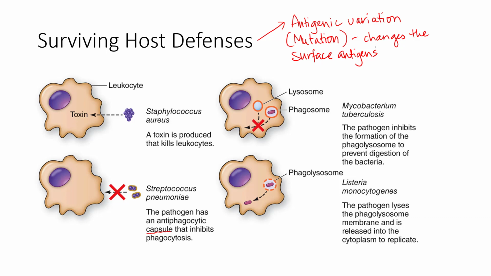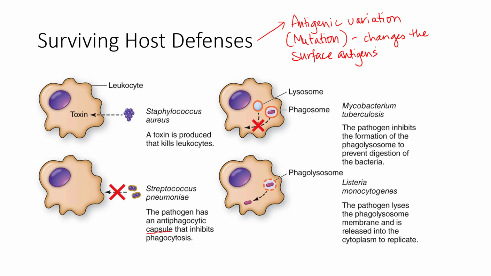For example, influenza virus is very good at doing this, which is why the flu vaccine is only effective for about 1 year. And you need to get the flu vaccine every year in order to have complete protection against the influenza virus, because it's very good at mutating and changing those surface antigens.